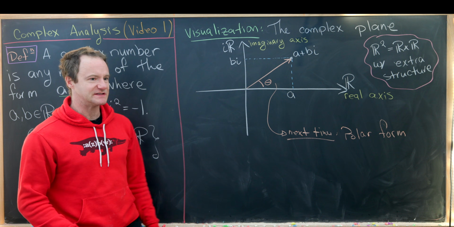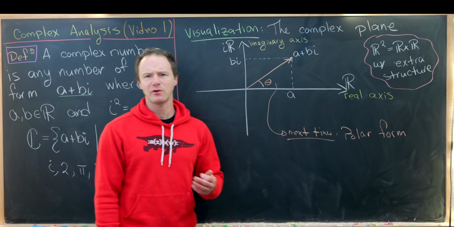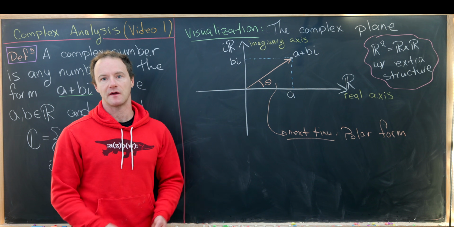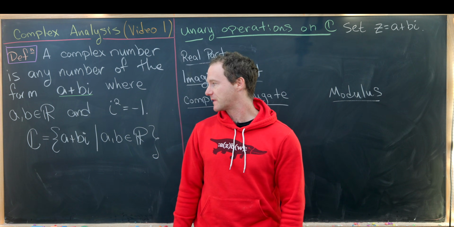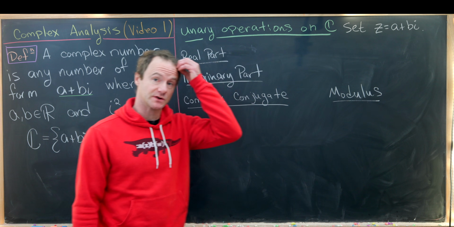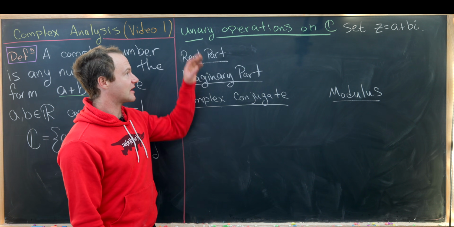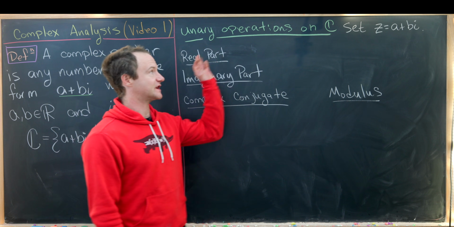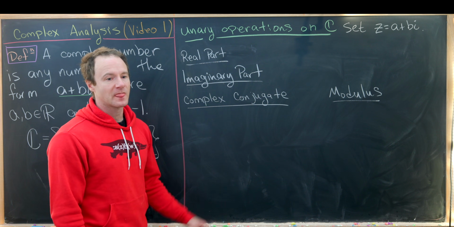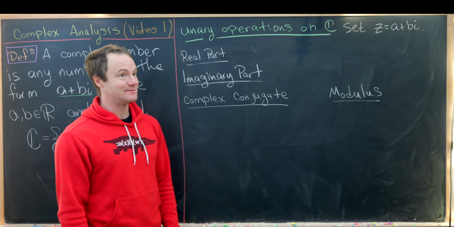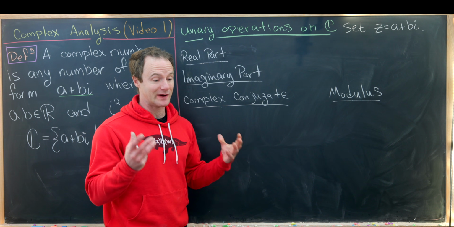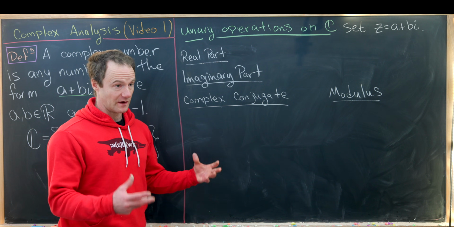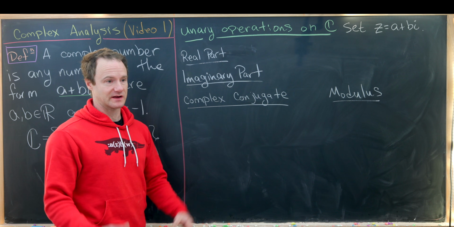Okay, so now that we've got these basic definitions out of the way, I want to look at some unary and binary operations that can be done on the complex numbers. So far, we've built up the basic definition of the complex numbers. Now we're ready to look at some unary operations and binary operations on the complex numbers, in other words, on C. And by unary operations, I mean they are operations that you do to a single complex number. And a binary operation would be one that you do to a pair of complex numbers.